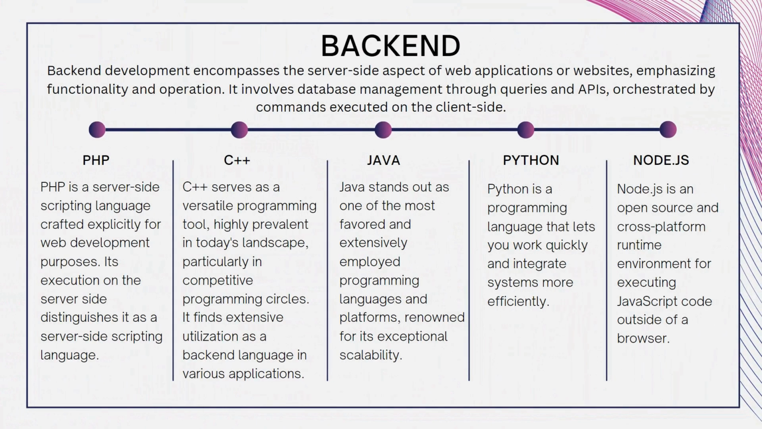Since front end is the user side, backend encompasses the server side of a web page. This is where all the requests made in the front end are processed. It also includes database management. There are many languages used in the backend, a few of them being PHP, C++, Java, and Python, which are widely used to process requests and do specific tasks. Node.js is an open source, cross-platform runtime environment for executing JavaScript code.